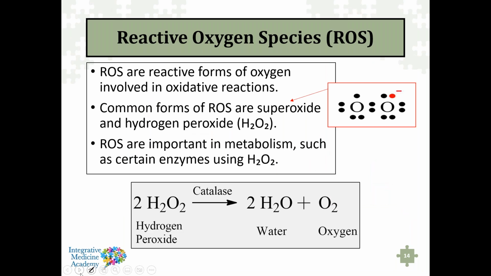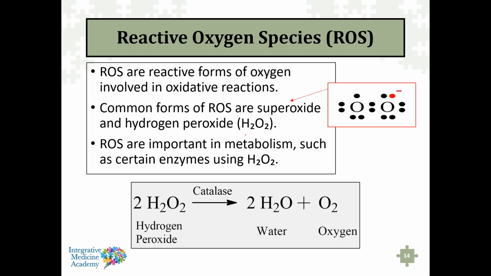So reactive oxygen species are oxygen compounds that carry an unpaired electron or pairs of electrons. So common forms of reactive oxygen species that we produce naturally are superoxides. So this is actually an example of a superoxide radical or hydrogen peroxide, which can become problematic on its own. Now, it turns out that these things are also important metabolically. So reactive oxygen species are important in metabolism, such as certain enzymes. So we'll actually use hydrogen peroxide as a substrate.